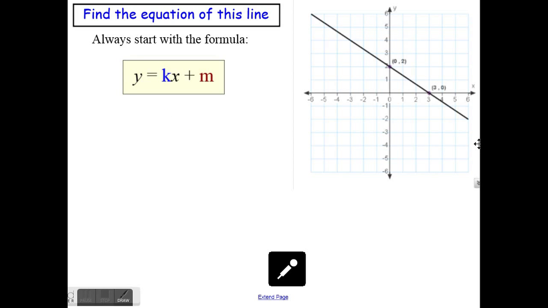Find the equation of these lines. The triangle thing? No, you don't need to do that, well, not yet. So we have 2 points on our line here, (0, 2) and (3, 0). So we need to find the equation of the line. The first thing you always start with is this. For our purposes, it's y equals mx plus c.